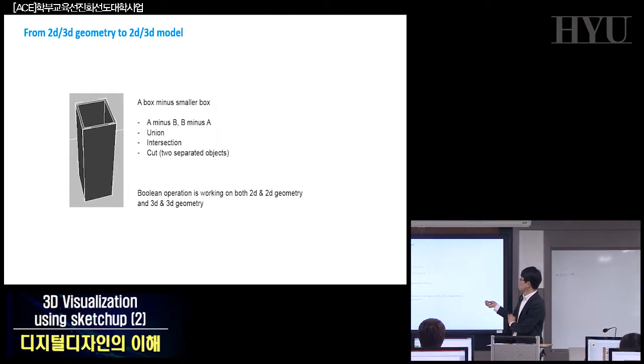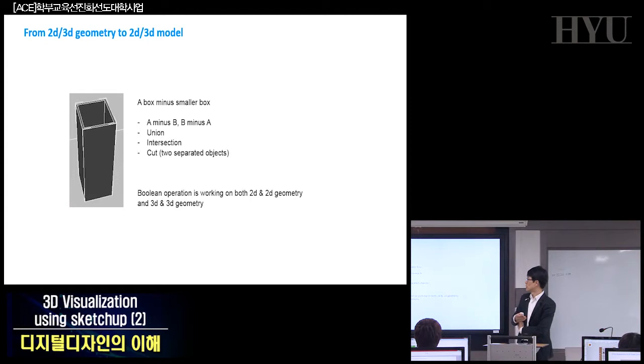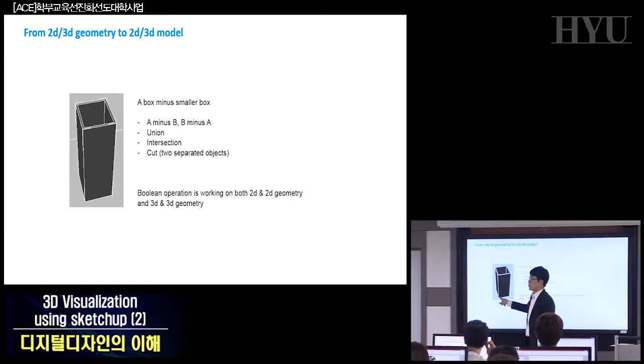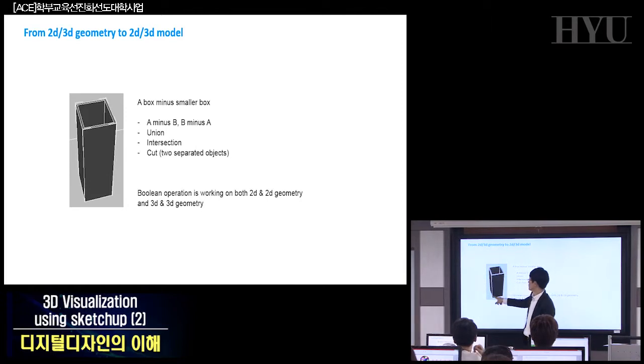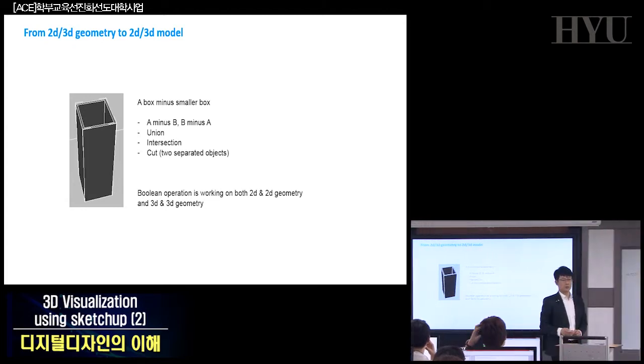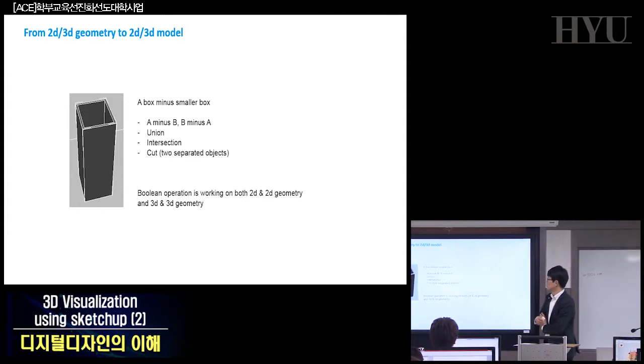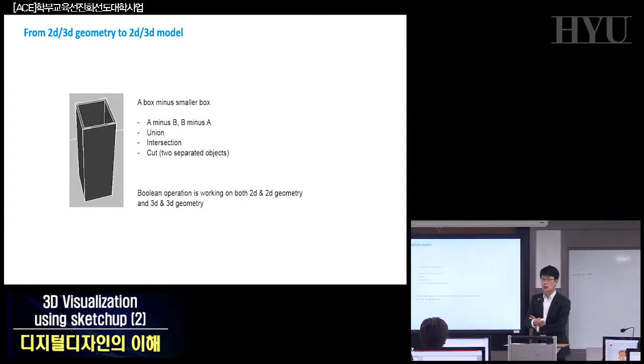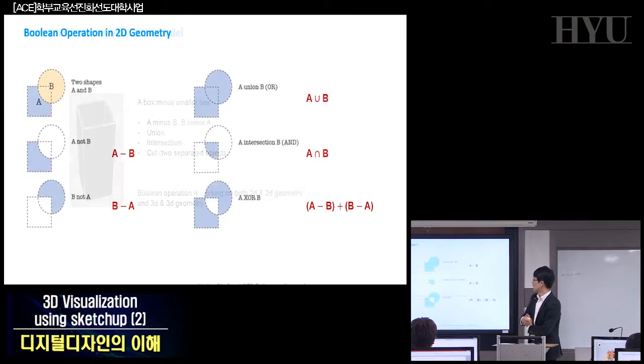That is Boolean operation. Take a look at this vase-like object. This is a box. Another smaller box inside of it is B. The bigger one is A. What if you operate A minus B? Then you can create that kind of geometry, okay? That's fundamental: union, intersection, cut, minus, plus, and so on.